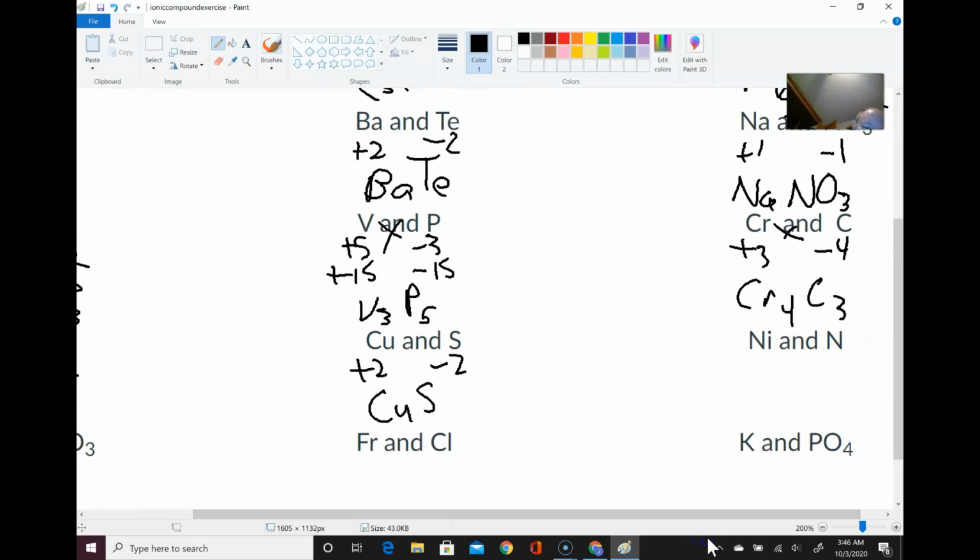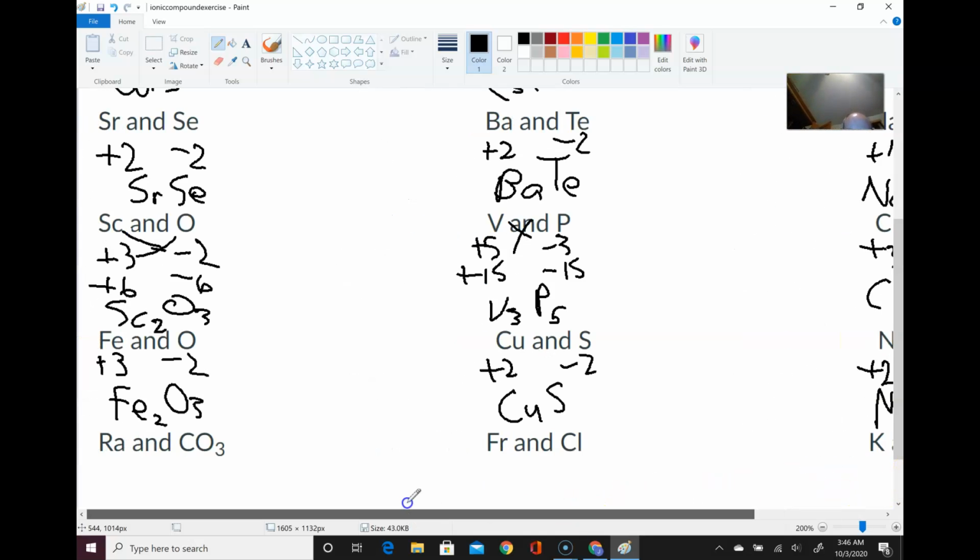Nickel, if I look on the transition table, I'll find out that its most common charge is +2. Nitrogen's in column 5, so 5 minus 8 is going to give me -3. I'm just going to switch the numbers, and I'm going to have Ni3N2. Okay. And then just these 3 last ones here.